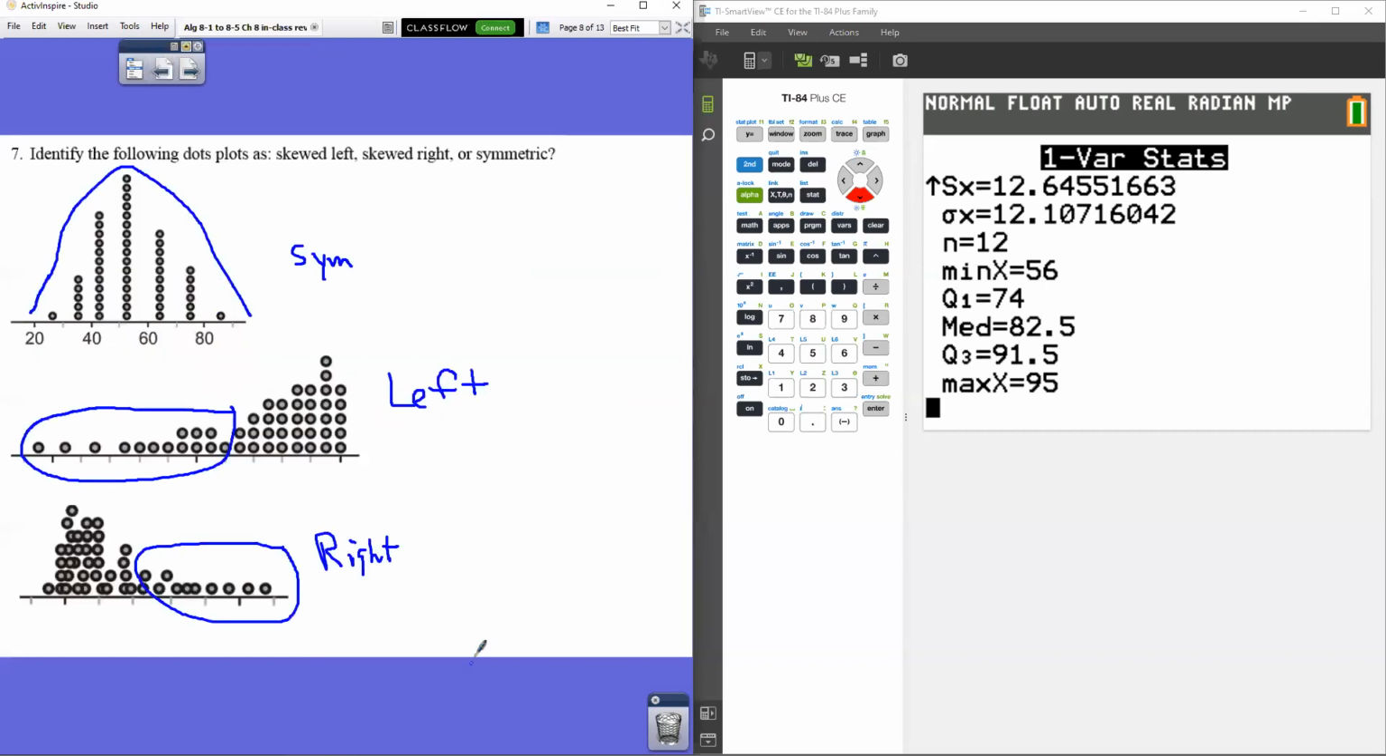So again, I just want to go back to one little picture. This picture is extremely important. When it is equal on both sides, it's symmetric. When it's symmetric, you use the mean and standard deviation. When it is skewed left, it's stretched out to the left. That's where the bottom of that graph is. Skewed right, it's being stretched out to the right. If it's skewed left or skewed right, you use the median and your IQR. Remember, the IQR is Q3 minus Q1.